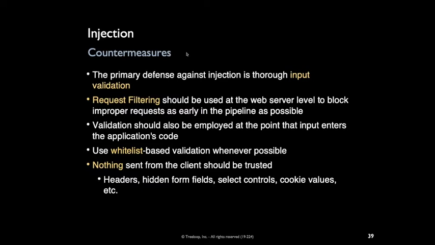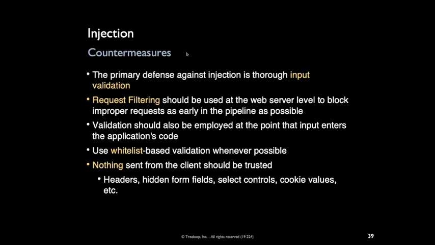The slide here says use whitelist-based validation whenever possible. That's true, but a lot of times that's just really inconvenient and difficult. Whitelisting basically says, I'm going to explicitly list what is allowed, versus blacklisting, which basically says I'm going to allow everything as long as it's not one of these things. Okay. Whitelisting is more secure. Blacklisting tends to be easier to implement. So you have to choose there.